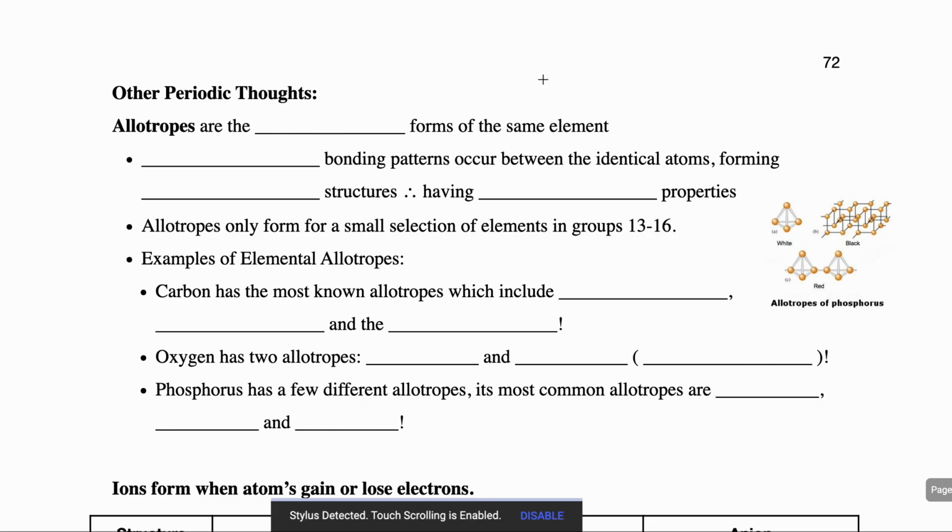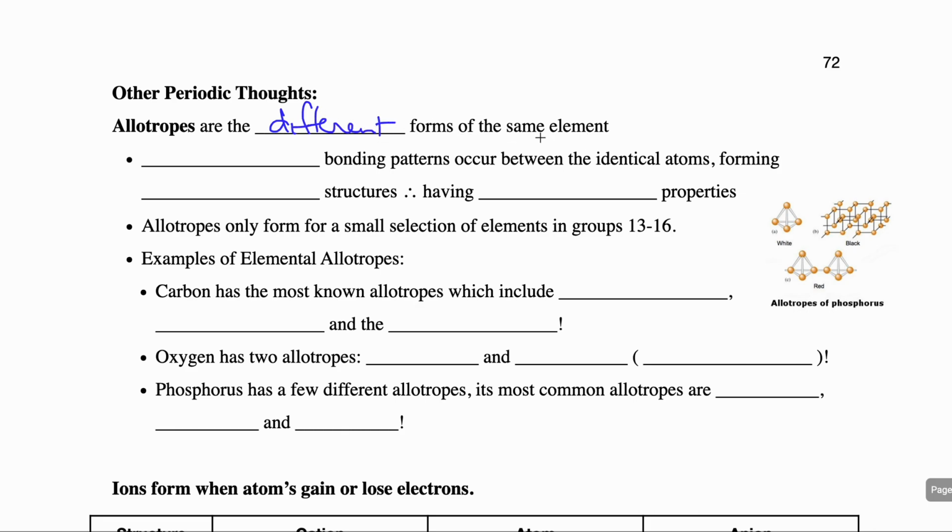p72, and our final thoughts on some periodic table ideas. So a term that pops up once in a while is an allotrope. So allotropes, these are the different forms of the same element. And within allotropes, the reason that they represent different forms is because each allotrope has a slightly different bonding pattern. And bonding patterns determine properties.